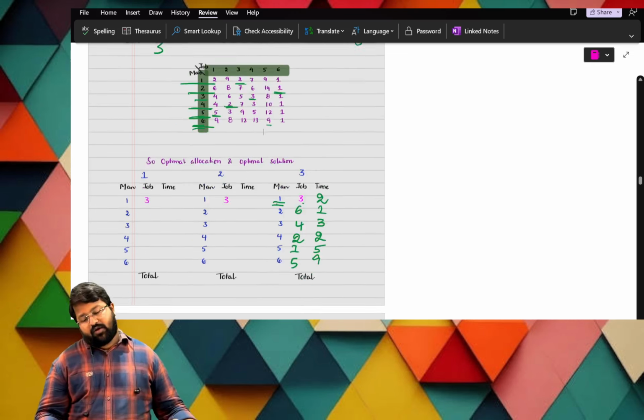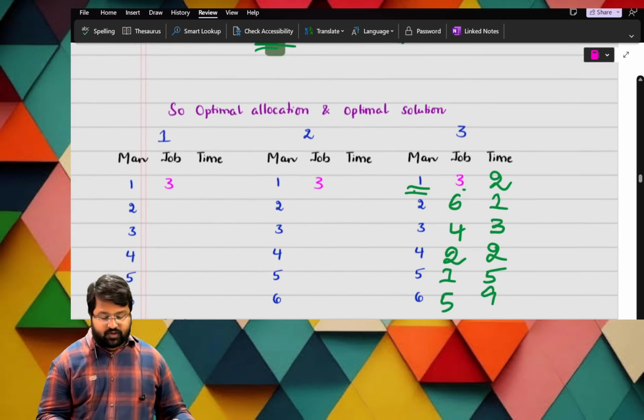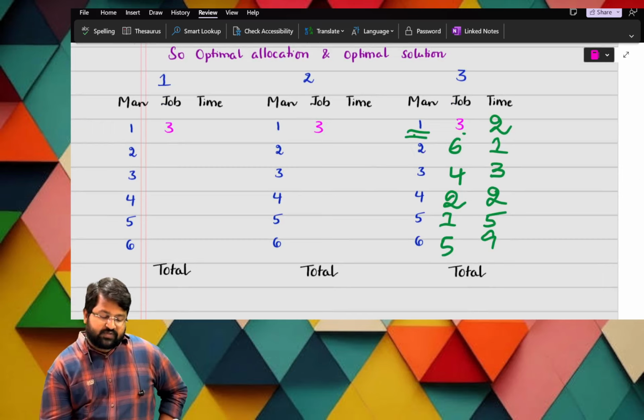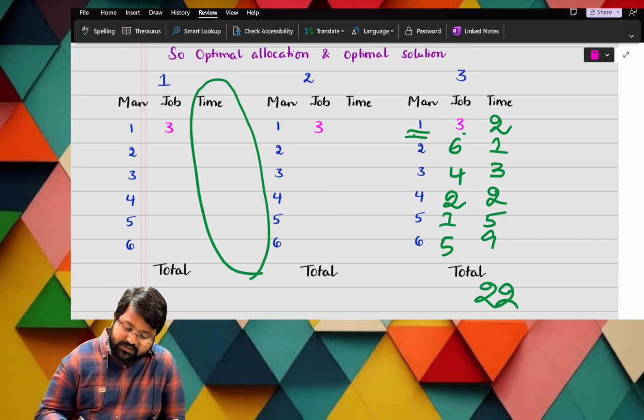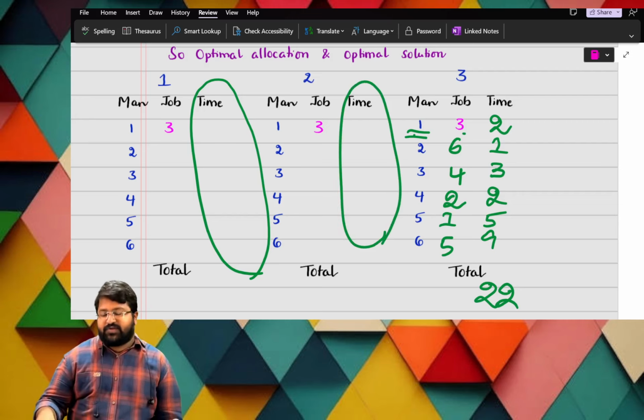So what is the total, ma? How to find it? Please take the calculator and solve the total. 2 plus 1, 3. 3 plus 3, 6. 6 plus 2, 8. 8 plus 5, what is that, ma? 13. 13 plus 9, it's 22. Okay, now. So in the same manner, you have to find for this also. The solution is easy, ma.